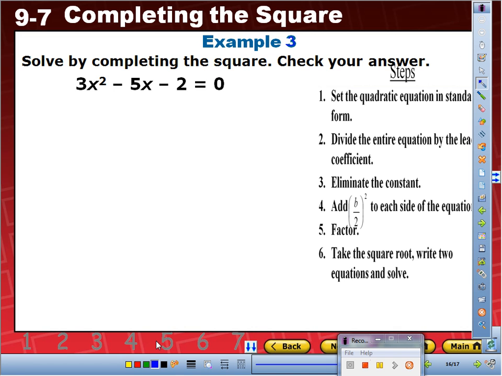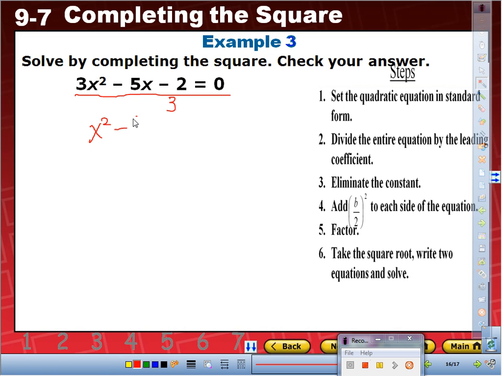Step 1. Set the quadratic equation in standard form. Is it in standard form? Yes. Step 2, divide the entire equation by the leading coefficient. What's my leading coefficient? 3. So divide everything by 3. Let's see. 3 divided by 3 leaves us with 1x squared. Negative 5 divided by 3, I'm just going to write it out. Negative 5 over 3x. Negative 2 divided by 3, that's negative 2 over 3 equals 0.